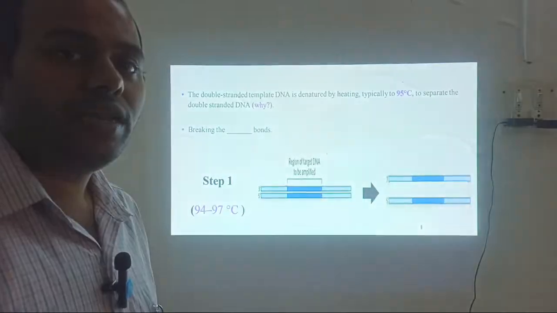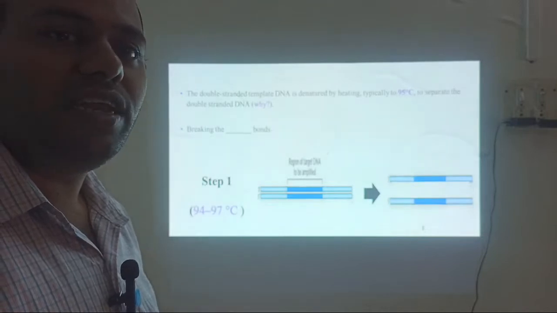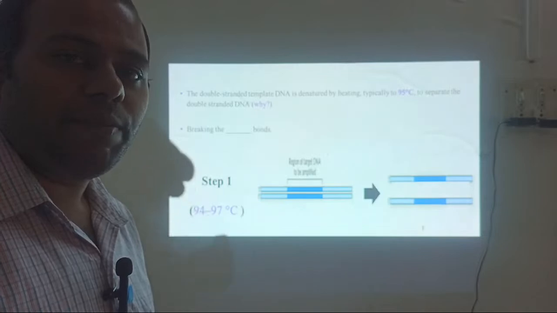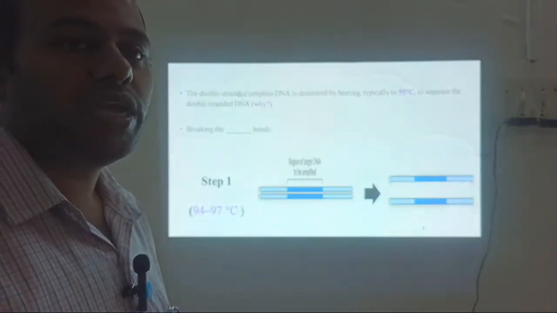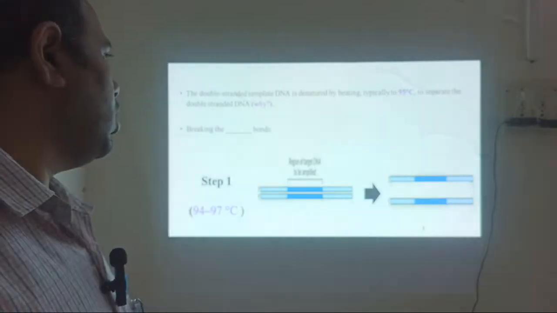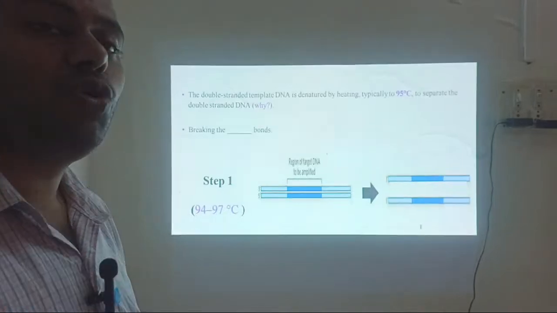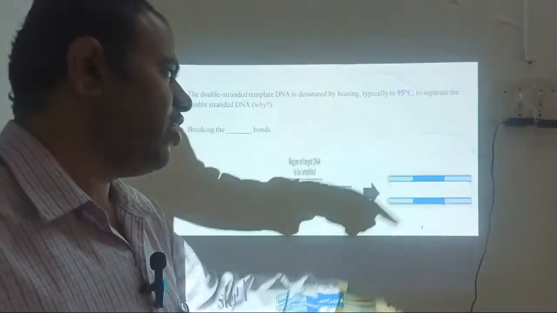Now, why separate the double-stranded DNA? Remember, replication will not happen unless the DNA is separated. In regular replication also, the DNA helicase enzyme separates the two strands. Here, we are separating the two strands by using heat. We have to break the bonds here, so we have to break the hydrogen bonds between the two strands. Then only the two strands are going to separate.